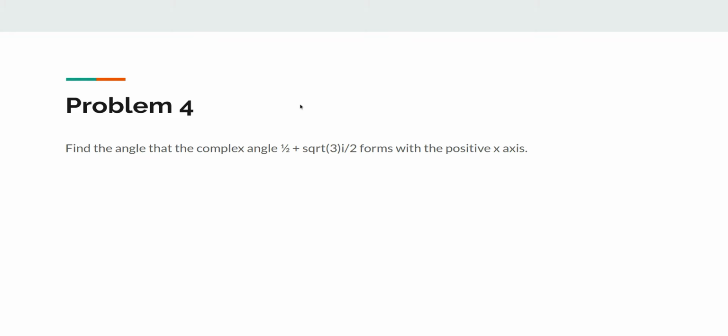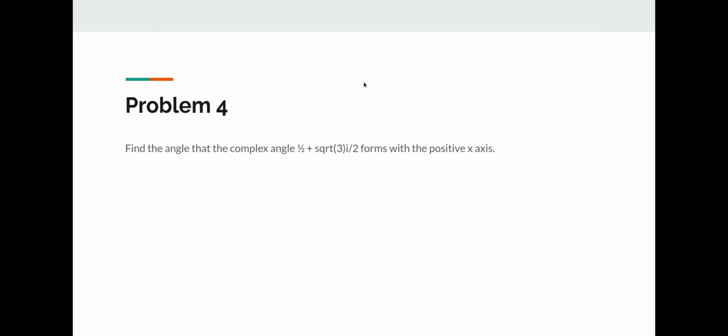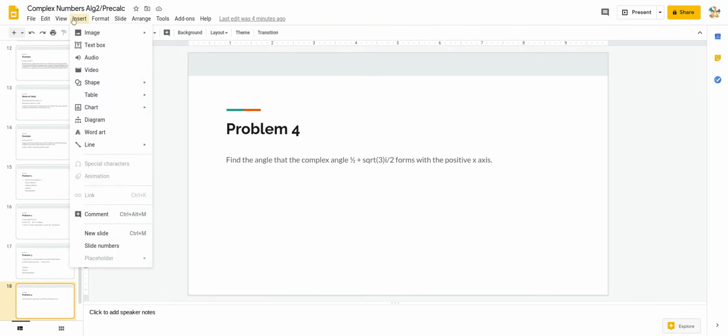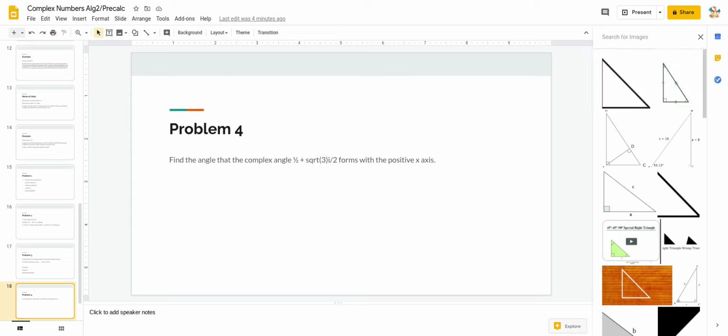Okay, let's begin this one. I'm just gonna put a 30, 60, 90 triangle in here because some people probably don't know about it.